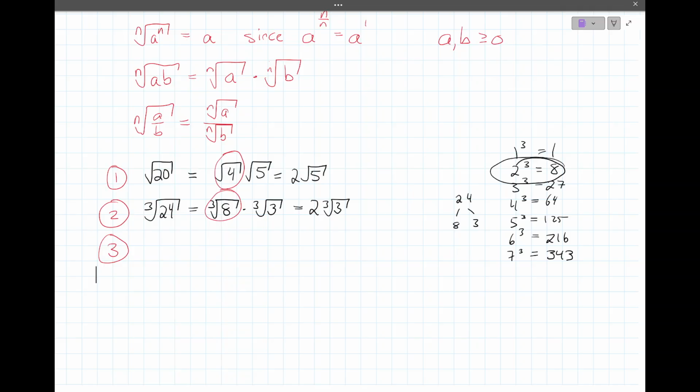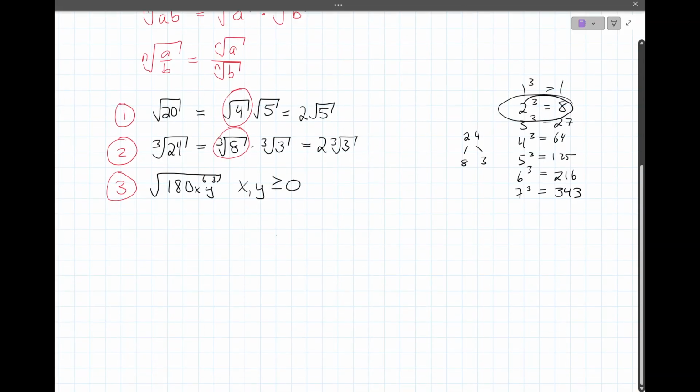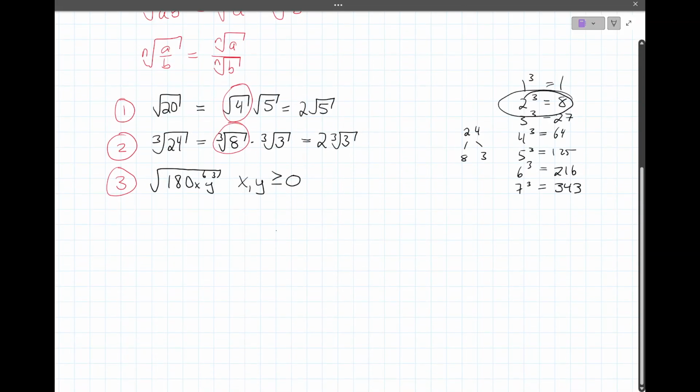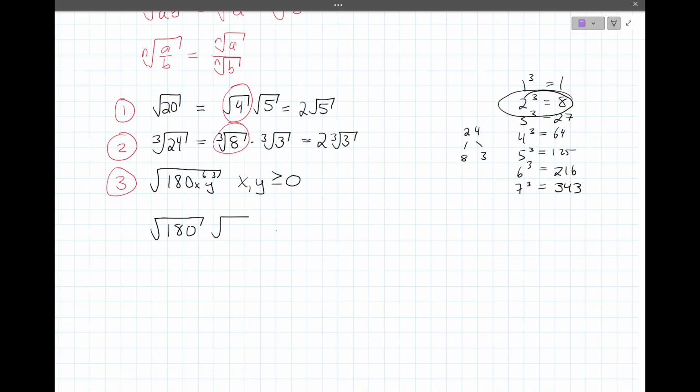All right, let's look at another one, but let's introduce some variables to the mix. So I'm going to get the square root of 180, x to the 6, y to the 3rd, but I'm going to make a note here that x and y are both positive because I don't want to have to deal with absolute values if anything falls out. What I'm going to do is put different things with different things. So I'm going to put 180 by itself, x to the 6 by itself, and y cubed by itself.